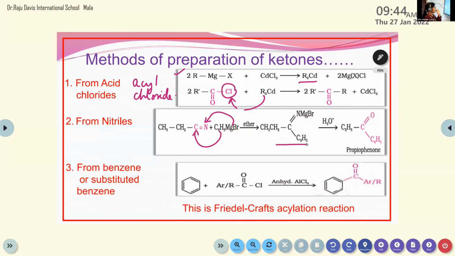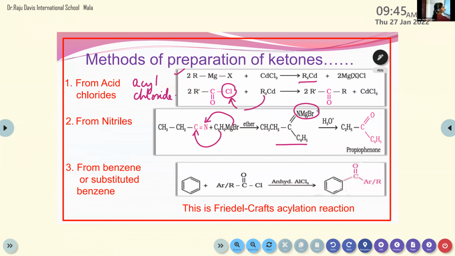First, nitrile is reacted with Grignard reagent in the presence of ether, and the triple bond breaks, MgBr attaches to nitrogen, then C6H5 attaches to carbon. Then in the second step, addition of water. Instead of this NMgBr, oxygen will be attached to the double bond, and NMgBr will be removed.